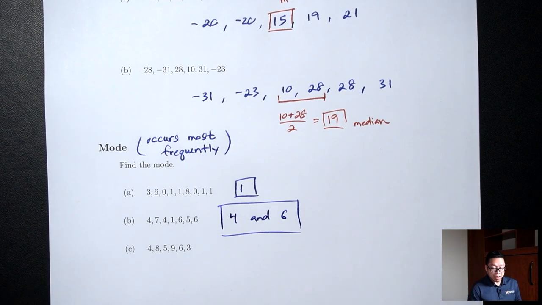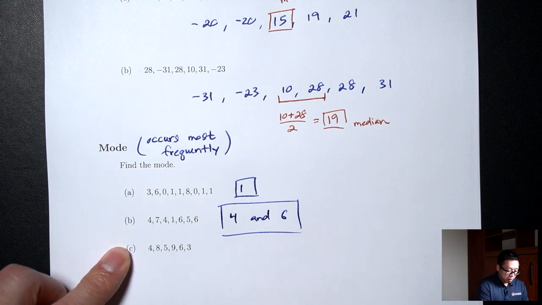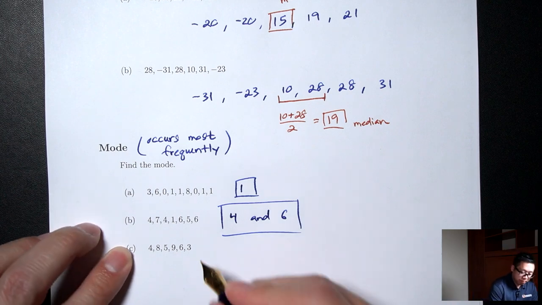But if everything is tied, like in the last example here, 4, 8, 5, 9, 6, 3, notice that everything only occurred once. So everything is tied with occurring once. So if everything is tied, there's no mode.